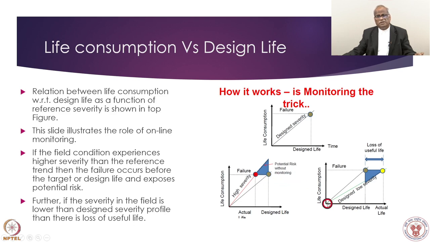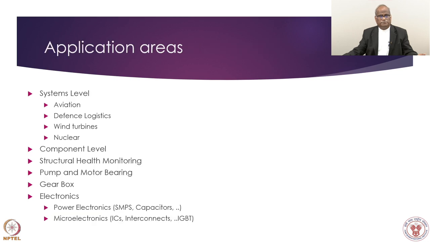But suppose the severity level was less, so its life will be more. Then, as in preventive maintenance, we thought of replacing this component here because it will fail, so we lost the useful life of the component. Both scenarios are undesirable. Through PHM, we want the failure to occur in such a manner that there is no risk and no loss of useful life. This is a very important slide. It is a philosophy which backs up the implementation of PHM actually.